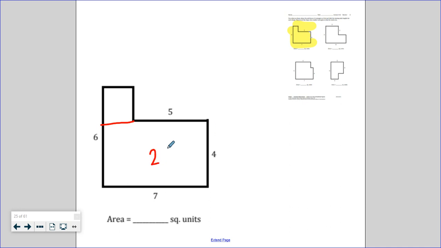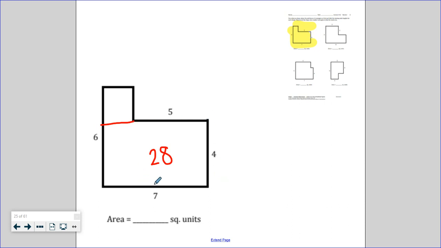7 times 4 is 28. Now you might be saying, wait, Mrs. Oyster, it's 6 over here. Yes, the 6, though, is for this whole side. And when I partitioned it going just to here, the length of this part of it is 4. Okay, so this rectangle is 7 by 4.